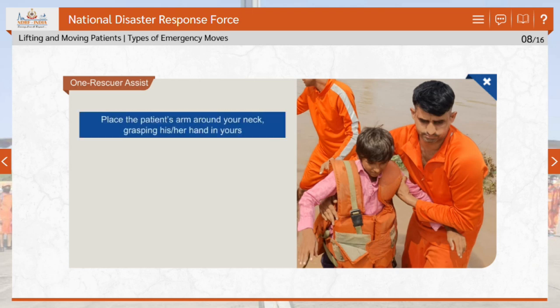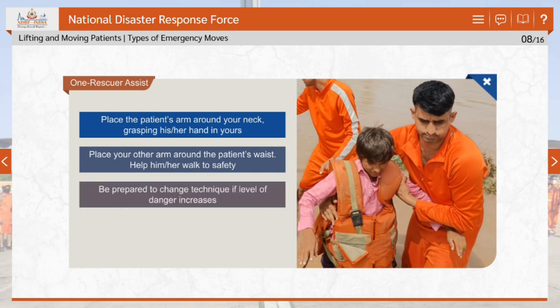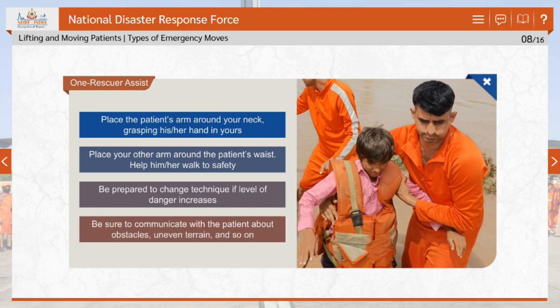Place the patient's arm around your neck, grasping his or her hand in yours. Place your other arm around the patient's waist. Help him or her walk to safety. Be prepared to change technique if the level of danger increases. Be sure to communicate with the patient about obstacles, uneven terrain, and so on.